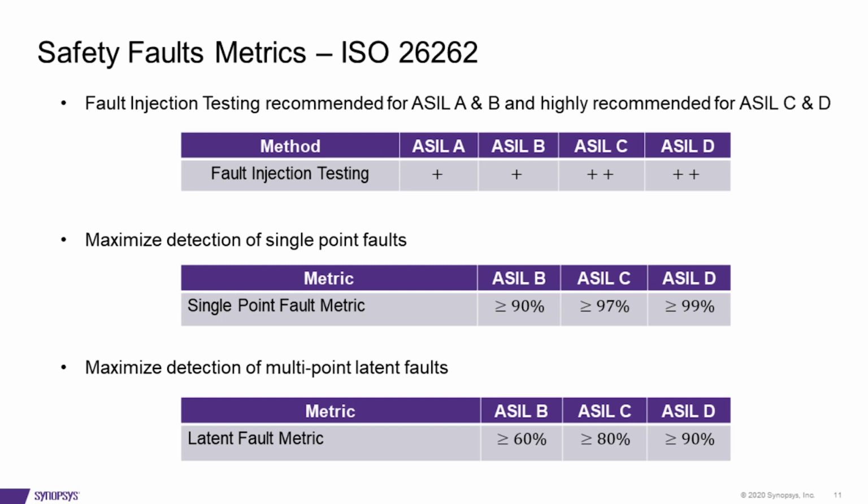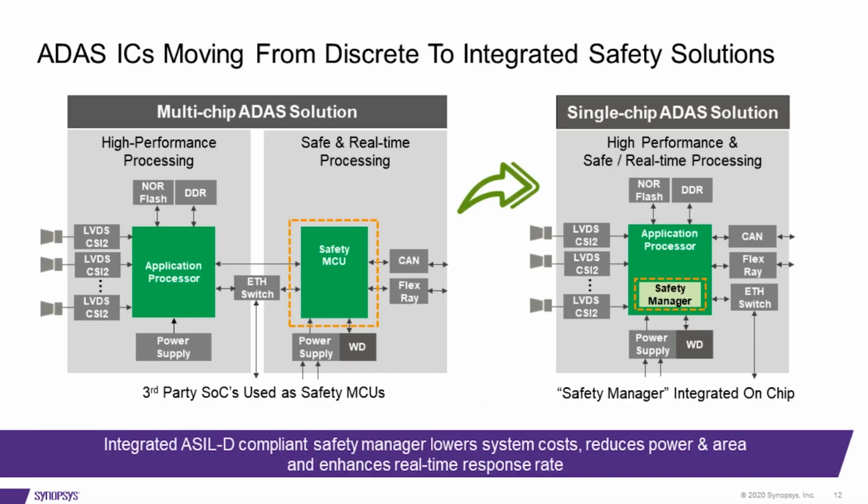And as you move up to ASIL C and ASIL D, those percentages become much higher. So in the ASIL D case, 99% or more of the single point faults must be detected, and over 90% of the multi-point latent faults must be detected. And so systems need to prove that they can meet these standards in order to achieve third-party standardization and get a stamp of certification.